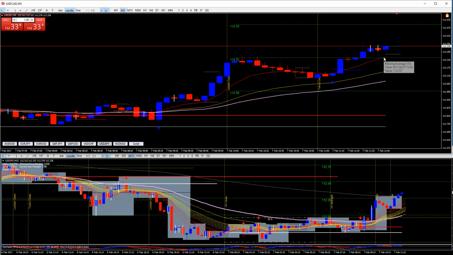I would look for a pullback below the 10 and a bounce off the 25 level, and then a break to go north again, and then I would reassess to see whether or not I had room to go at least 10 pips before I hit that resistance.